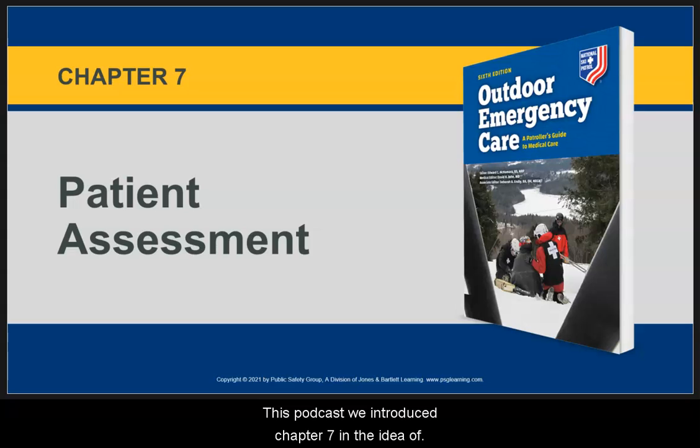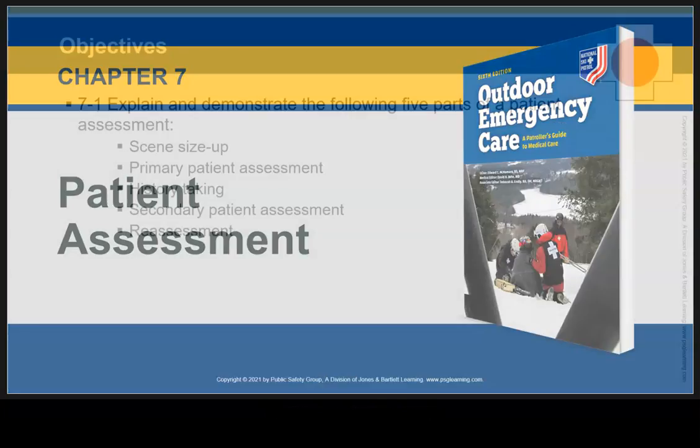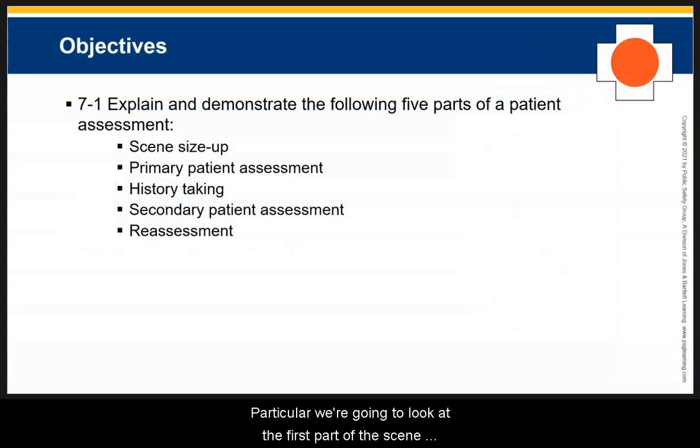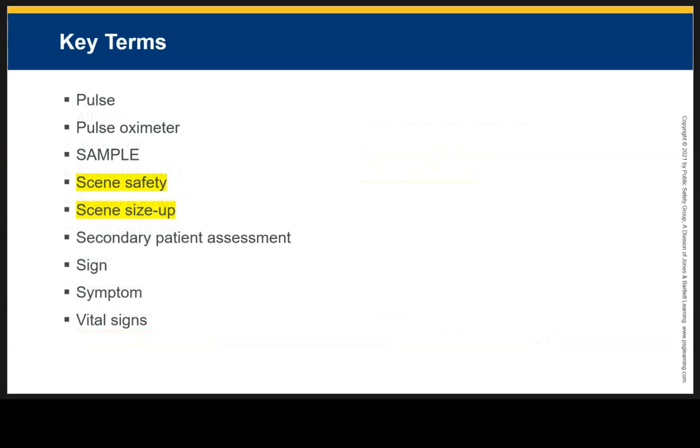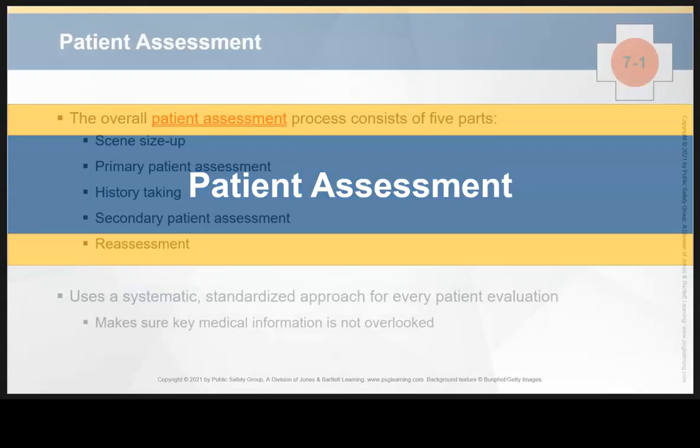In this podcast, we introduce Chapter 7 and the idea of patient assessment. In particular, we're going to look at the first part of patient assessment: the scene size-up. So pay attention to the key terms here: general impression, mechanism of injury or MOI, and nature of illness, NOI. We'll also discuss the first thing, protecting yourself with scene safety, as part of our scene size-up.